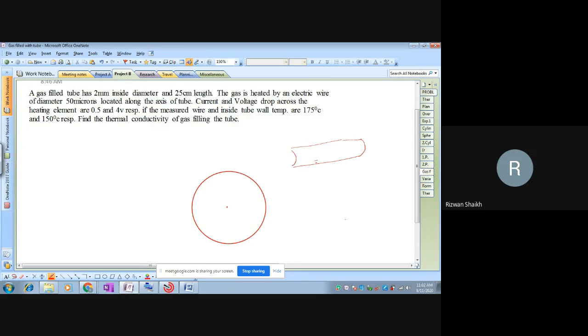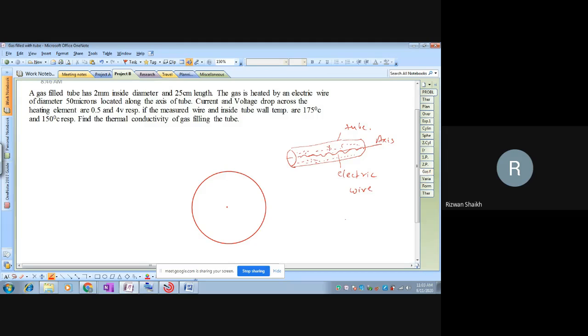And this is the axis, and at the axis of the tube we have the filament. This is your electric wire. And this is your tube, and this is your axis, and this tube is filled with the gases. So here inside we have gases, and they are asking to calculate the thermal conductivity of the gas.